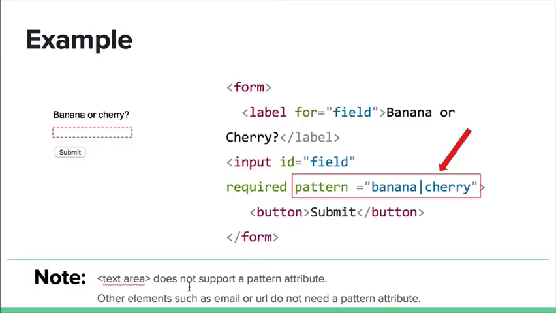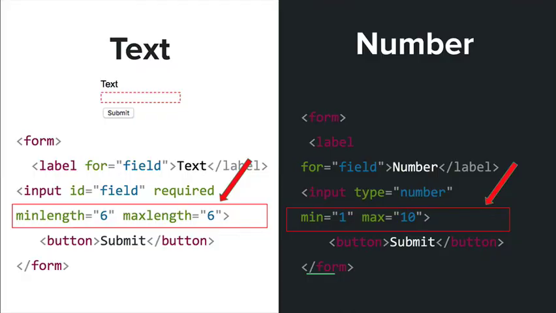And just a note, the text area does not support a pattern attribute. So other elements such as email or URL do not need a pattern attribute. All right, the entry length. This is something that is often needed as well. So if it's a text field, then you're going to use the values of min length and max length. And if it's a number field, you will use min and max.